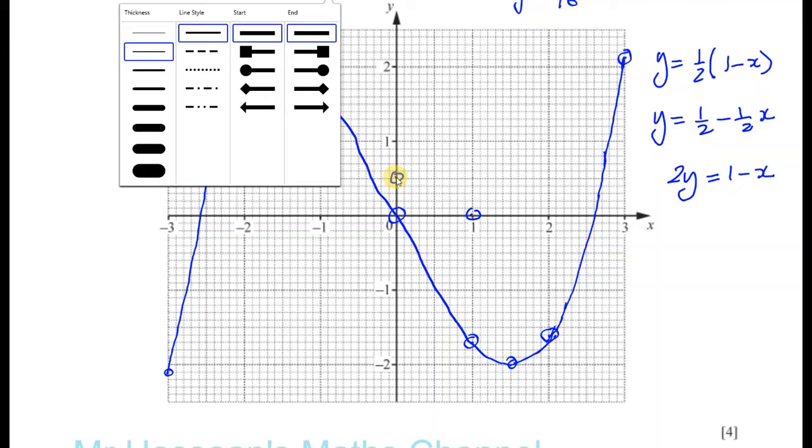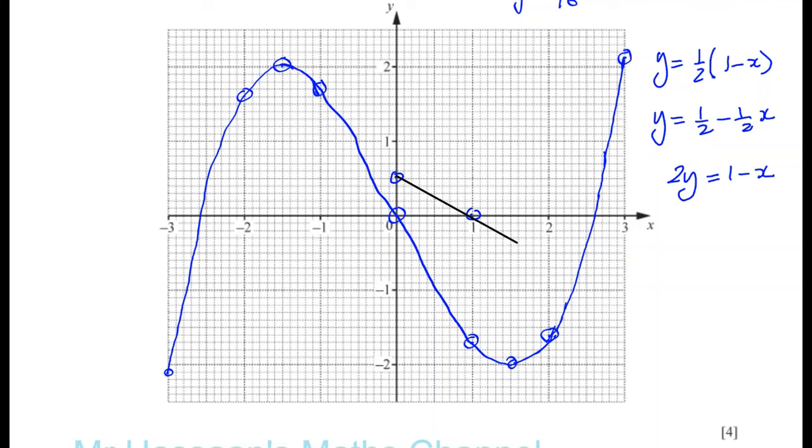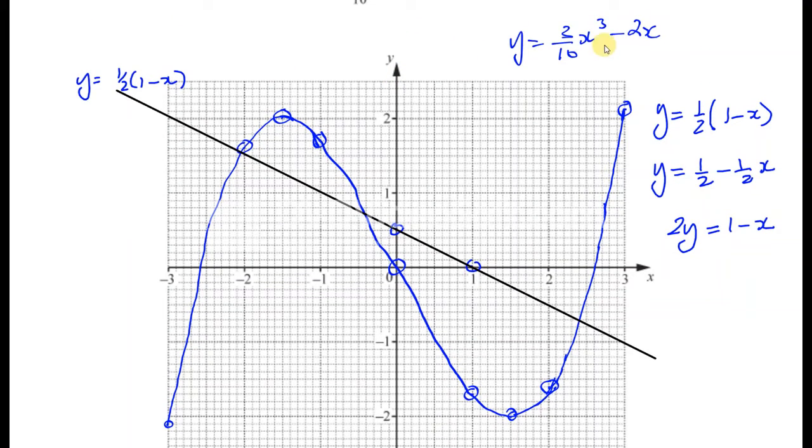So you're going to draw a line that passes through these 2 points, and you make sure that it continues on both sides throughout the whole axis, so you catch all of the places where it's going to meet that curve. All right, so there we have the line drawn. y equals half times 1 minus x. And our solutions to the equation that we were asked to solve, where the curve 3x cubed minus 2x equals a half times 1 minus x, are the x coordinates of the places where they intersect.